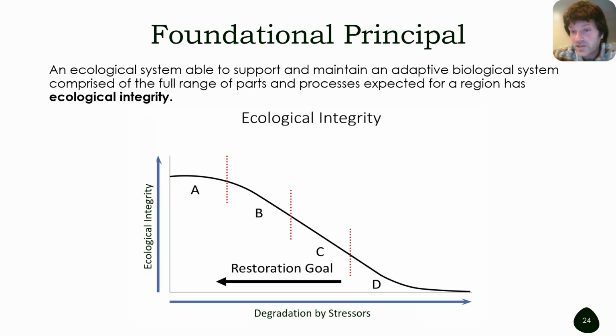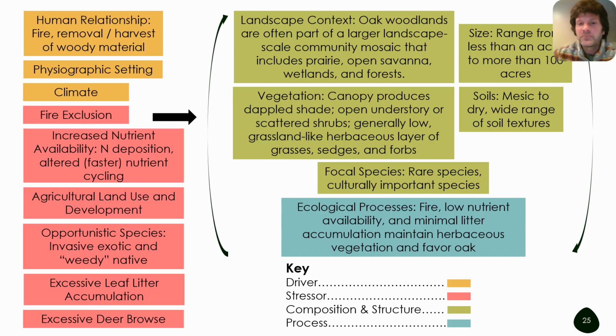And we have degradation by stressors on the x-axis. And we're trying to alleviate those stressors. We're trying to undo the damage done by those stressors when we restore sites. And so we're trying to push them to the left here. And we could rank sites. We could give them letter grades. So A, sites with high ecological integrity, D, sites that are impaired in terms of their ecological integrity.